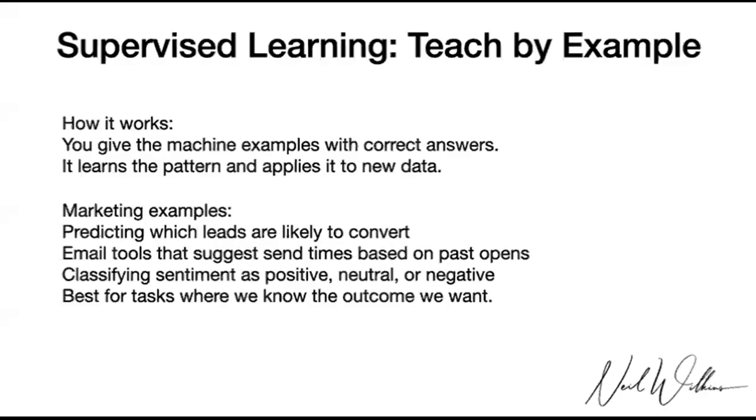And so examples more broadly than that from a marketing perspective are predicting which leads are likely to convert, email tools that suggest send times based on past opens, classifying sentiment as positive, neutral, or negative based on what it's already been taught and what it's learned. And it's best for tasks where we know the outcome we want.